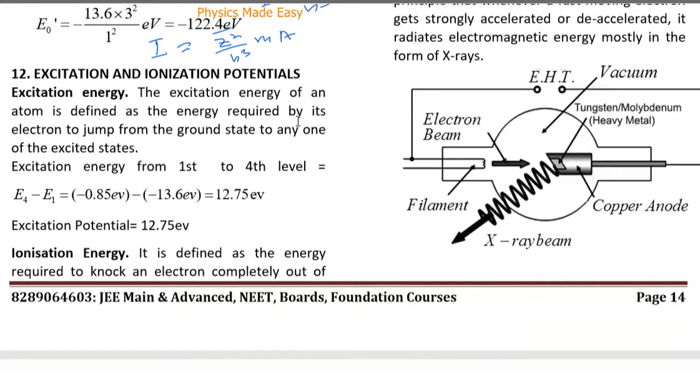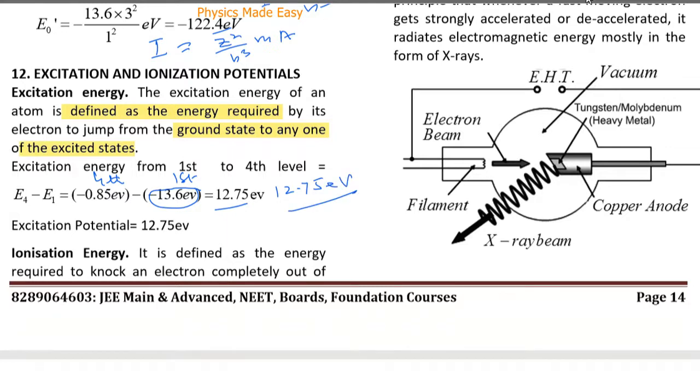Excitation energy of an atom is defined as the energy required by its electron to jump from the ground state to any one excited state. So the energy of E fourth is minus 0.85 electron volt, and this is the energy of the first orbit, and this is the energy of the fourth orbit. We subtract them, we get this, which is 12.75 electron volt. This is the energy level.